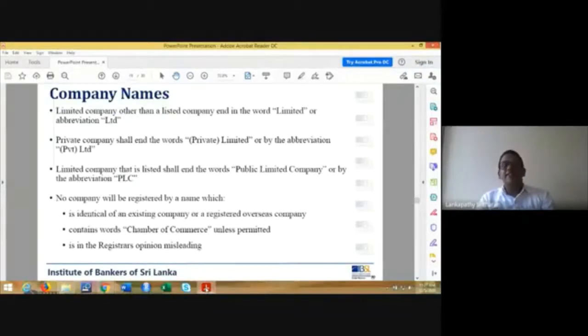No company will be registered by a name which is identical to an existing company or a registered overseas company. If the name is identical or mostly identical, then they won't register that name. The second one is containing the words Chamber of Commerce unless permitted. And if the company registrar considers that the name will mislead the people, then that company name will not be approved. So there are some conditions to apply for the company name as well.